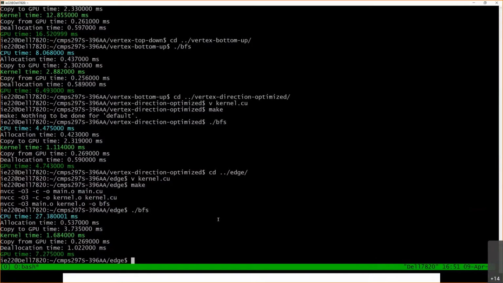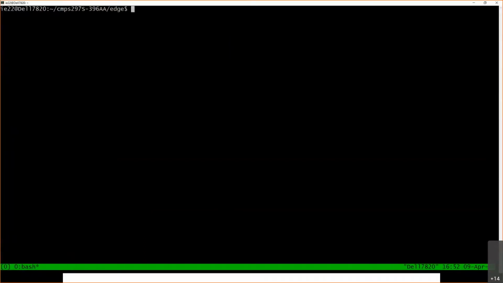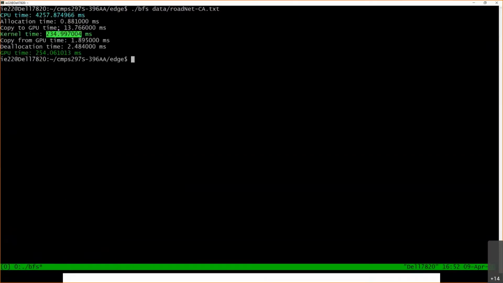So let me go back and show you how each of these versions performs on a road graph. Actually, we'll do the edge first. I'll do them in reverse order. So here I'm going to do BFS, but this time on a road graph. This is the road graph for California. This is a bigger graph than the one I had before, so it's going to take a little bit longer to run. Okay, so you have 234 milliseconds for the edge-centric approach.